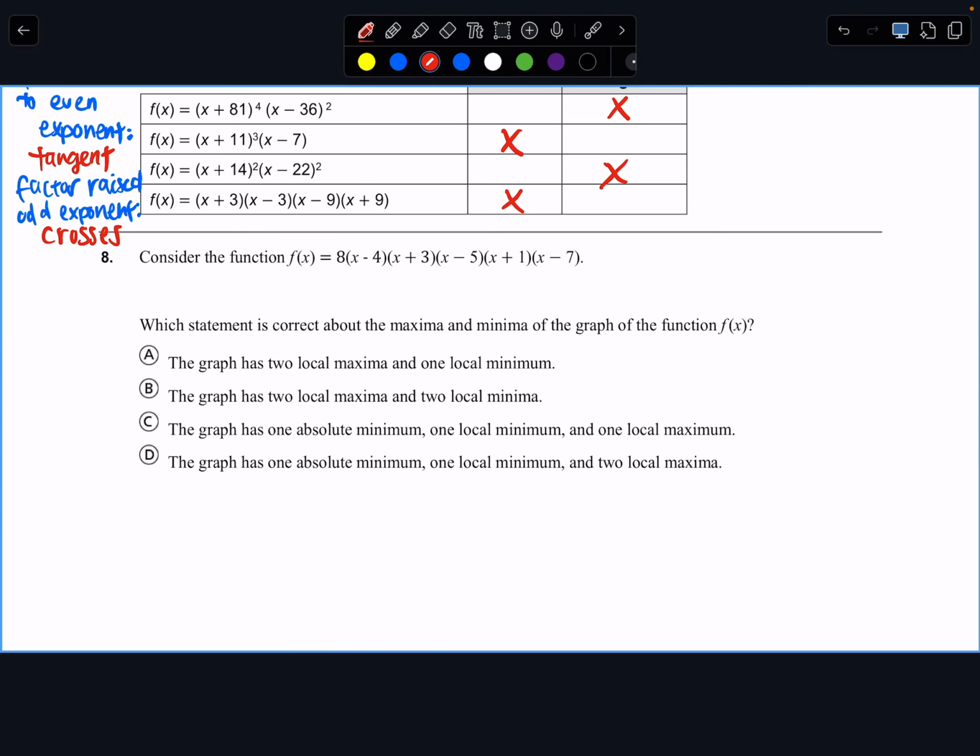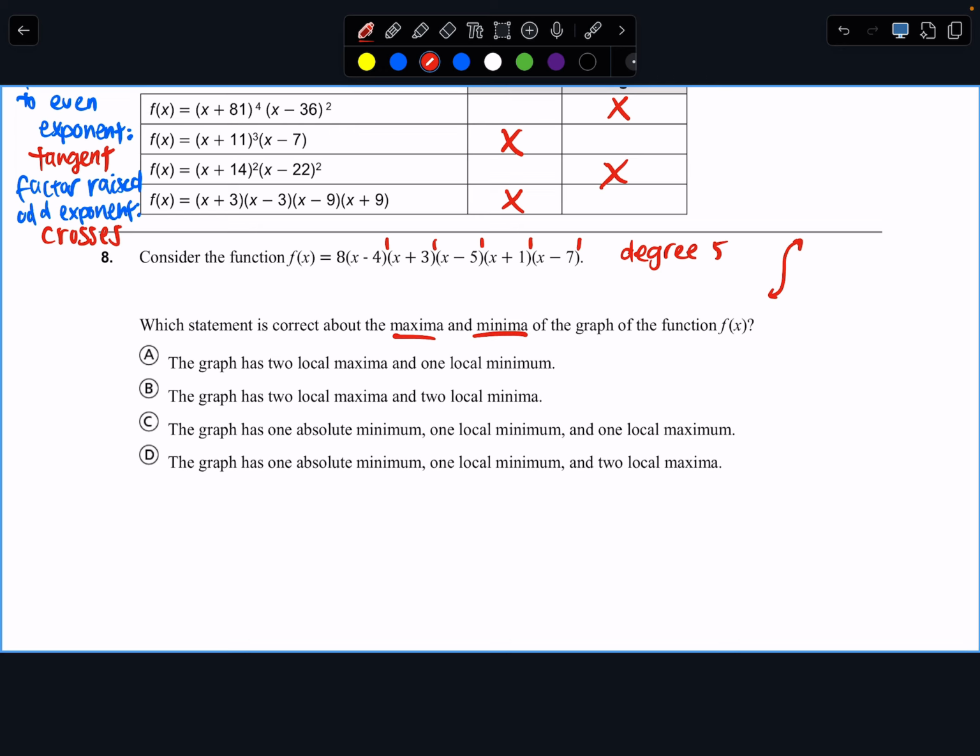Number 8, consider the function. What statement is correct about the maxima and minima of the graph? Okay. First off, what's the degree of this function? 5, right? So it's degree 5. Is this even or odd? Odd. Okay. So what's the general shape of the graph going to be? Backwards S. If you don't know that by now, we've said it over 50 times. You need to memorize this.